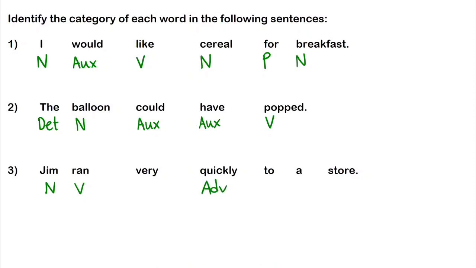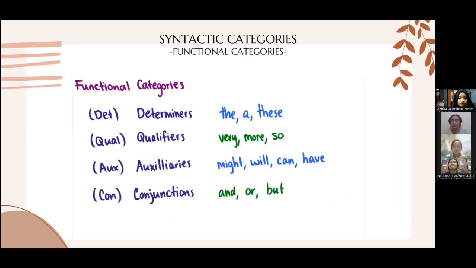Now, what is very doing? Well, very is kind of telling us how quickly, right? Is it a little quickly or very quickly? So this is our qualifier. And we'll see that qualifiers and adverbs pair together quite often. So Jim ran very quickly to a store. So to is a preposition, a is a determiner, and finally store is a noun.